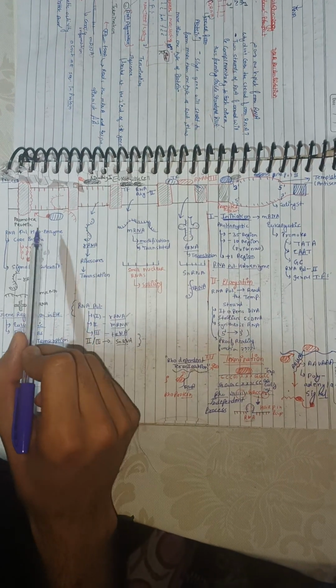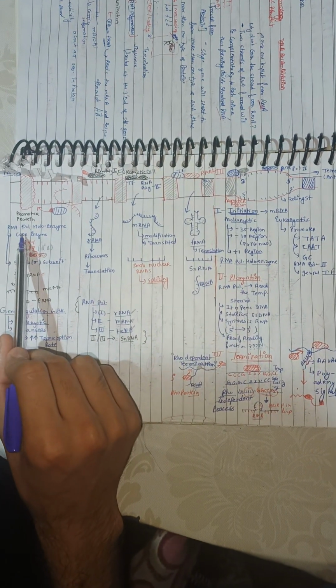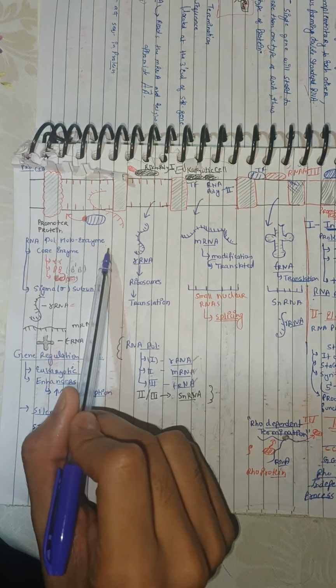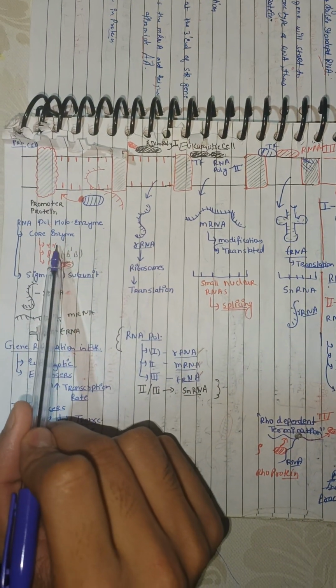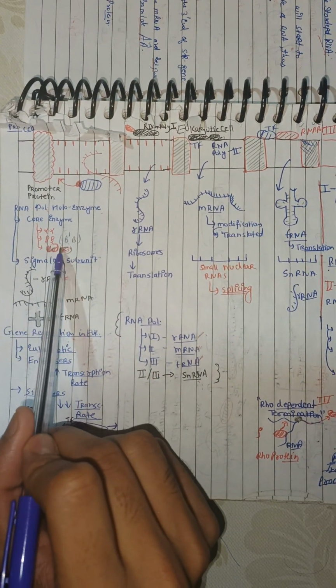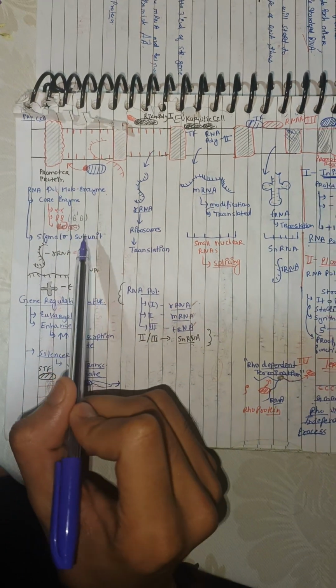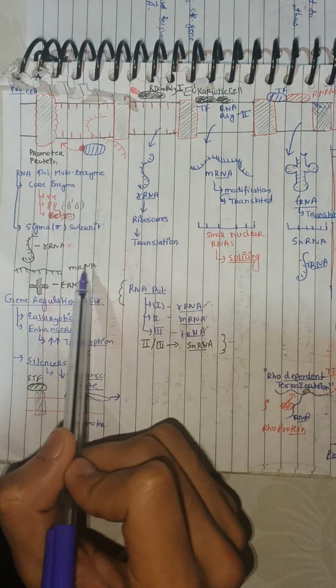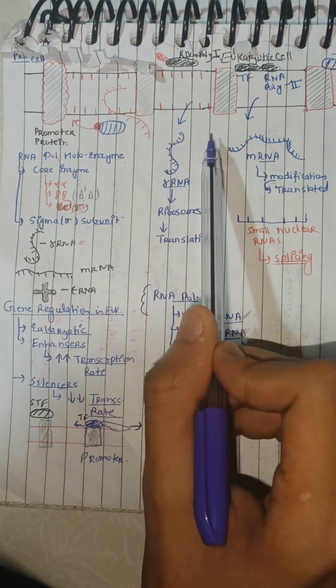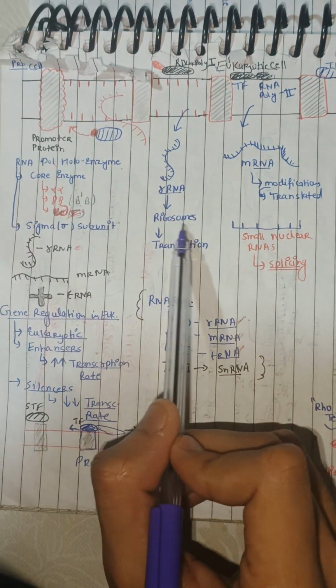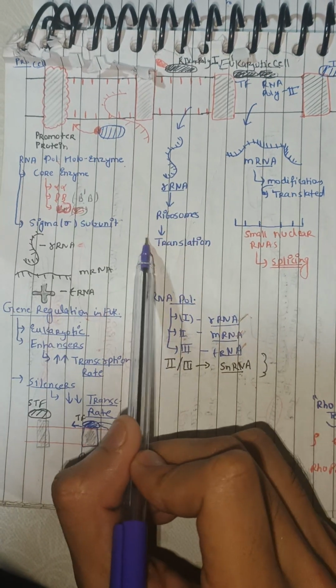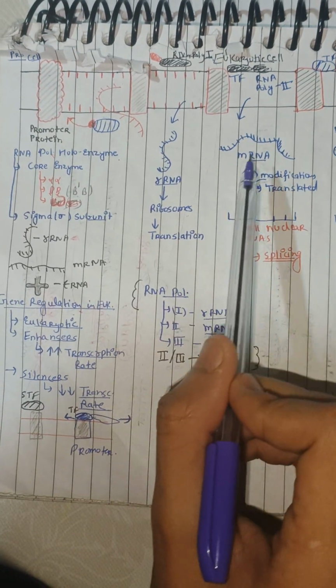First, in the prokaryote cell. In prokaryotes, the enzyme present is the RNA polymerase holoenzyme. It has a core enzyme which contains 2 alpha, 2 beta and omega. A sigma subunit is also present. It forms rRNA, mRNA and tRNA. rRNA is mainly for ribosomes, which also help in translation.